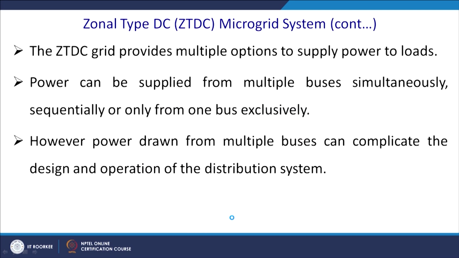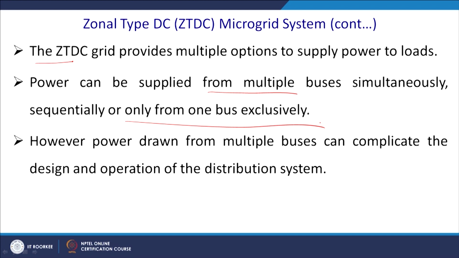Now, this zonal type DC microgrid system generally provides multiple options for the power supply of the load, and power can come through different paths, and thus there is a lot of redundancy in the system, and power can be supplied from multiple buses simultaneously and sequentially, or only from a single bus exclusively.